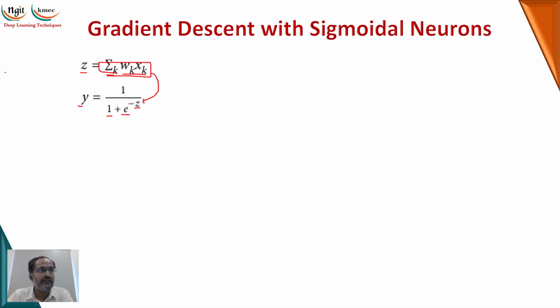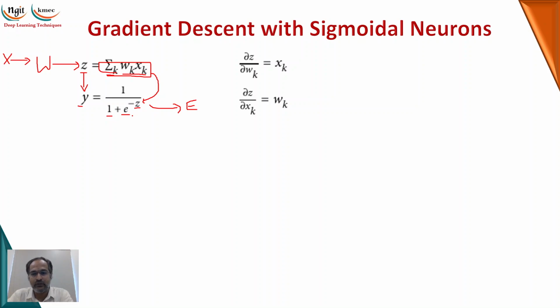What we actually have is x and w. From the w we are calculating the z. From z we are calculating y. From y we will go to E. So we have one more step, that is 1 by 1 plus e power minus z. This is the additional step involved in our derivation. So how will it affect?